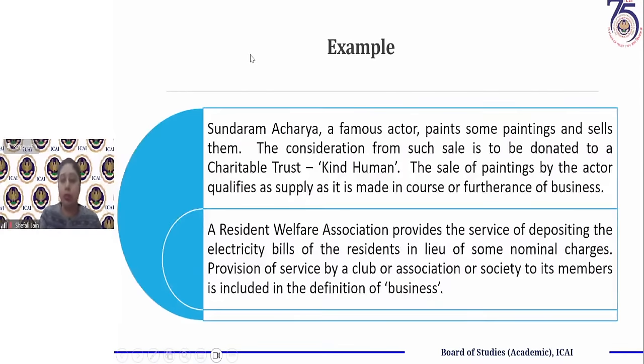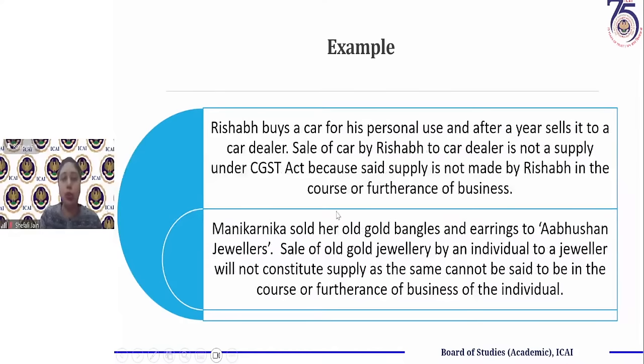Then Manikarnika sold her old bangles and earrings to Abhushan Jewelers. The sale of old gold jewelry by an individual to a jeweler will not constitute supply because it is not in course of furtherance of business. You have sold your jewelry only once. You are not in the business of selling jewelry. Rishabh sold his car, but he is not in the business of cars.